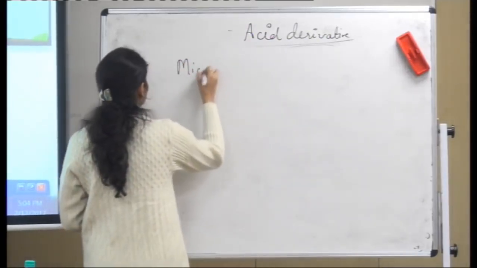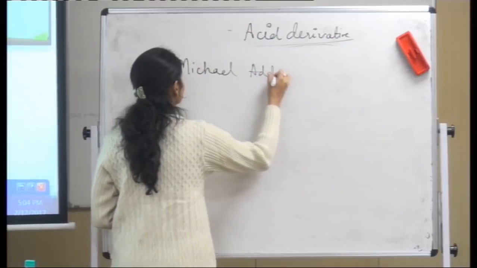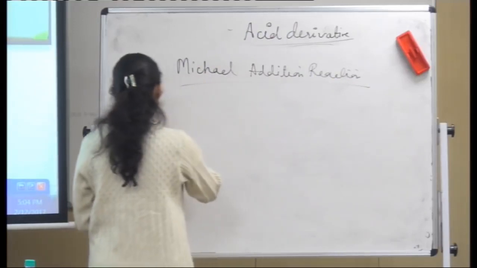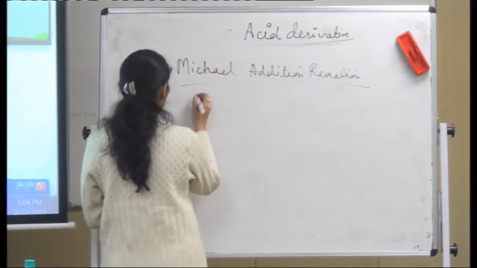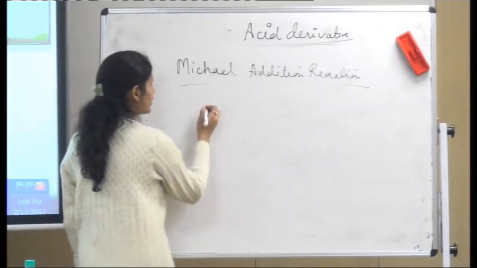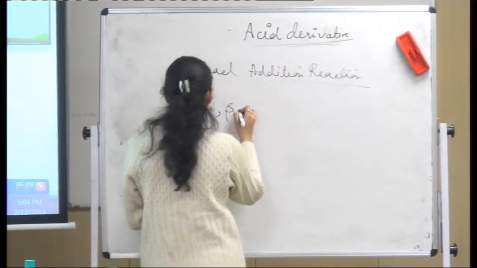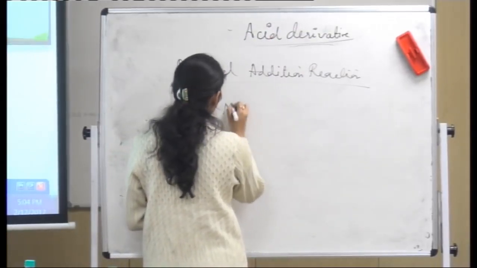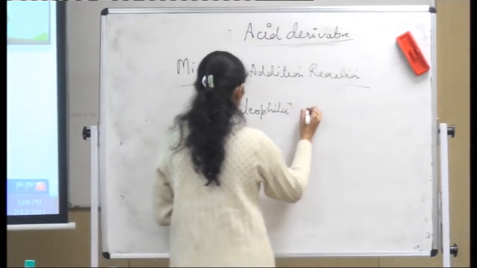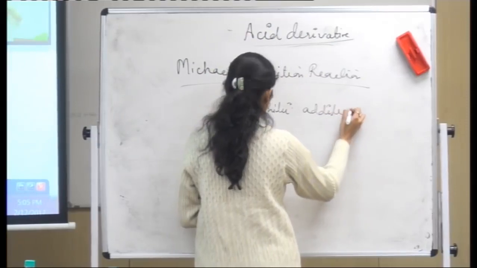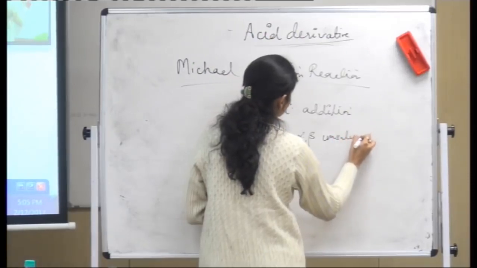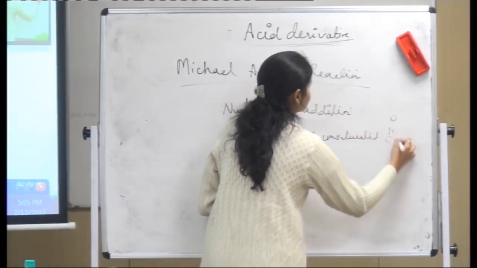Next is the Michael addition reaction. This is the last reaction, the Michael addition reaction. Whenever you are given an aldehyde or a ketone, they will undergo nucleophilic addition to alpha beta unsaturated carbonyl compounds.